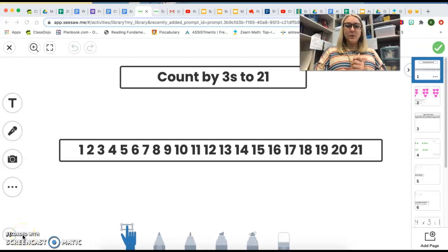Hey friends, so we're going to continue working with multiplication and equal groups and learning how to use those to multiply. So we're going to start off by counting by threes, not by twos, by threes, all the way to 21. So we're going to start at 0, and we're going to skip 2 to get to 3. So 0, 3, count with me, 6, 9, 12, 15, 18, and then 21.